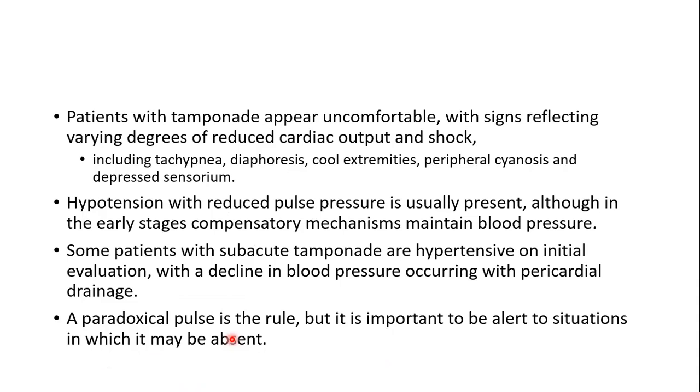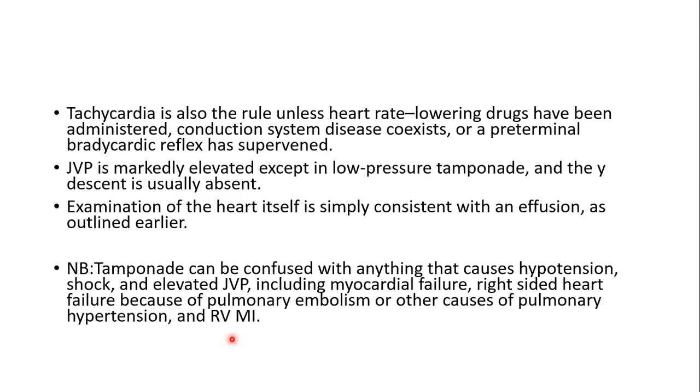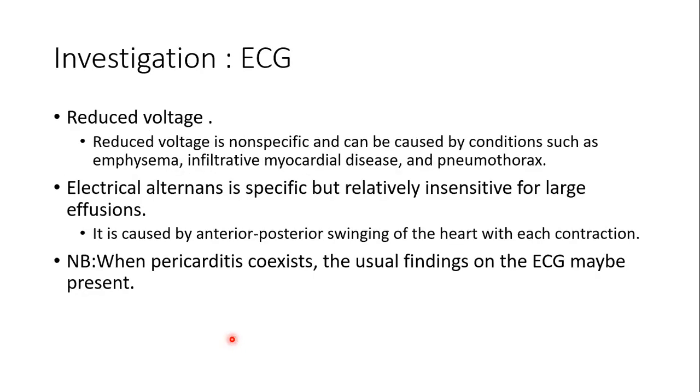So patients with tamponade appear uncomfortable with signs reflecting varying degrees of reduced cardiac output and shock. You could notice that they could have tachypnea, they could be diaphoretic, they could over time have cold extremities, cyanosis, and may ultimately move towards a depressed sensorium. Hypotension with reduced pulse pressure is usually present, although in the early stages, compensatory mechanisms maintain the blood pressure, and some patients with subacute tamponade are hypertensive on initial evaluation, with a decline in blood pressure occurring after pericardial drainage. So pulsus paradoxus is the rule, but it is important to be alert to situations in which it may be absent.